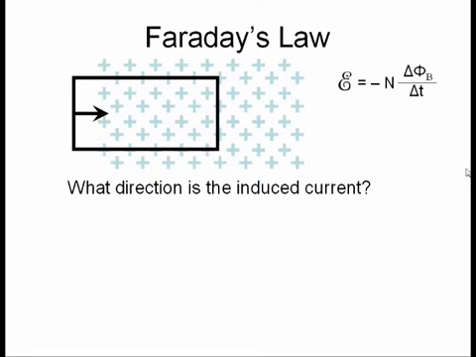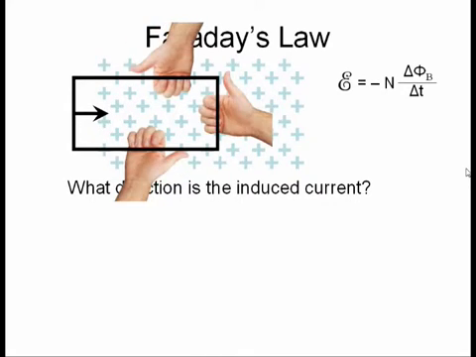So instead of increasing the flux into the page, Lenz's law is going to increase the flux out of the page. It's the opposite. So for the direction, I'm going to grab the loop, the right-hand rule, with my fingers on the inside of the loop because that's where the field is, and I want it coming out of the page. And my thumb is showing the direction of the current is going to go clockwise.